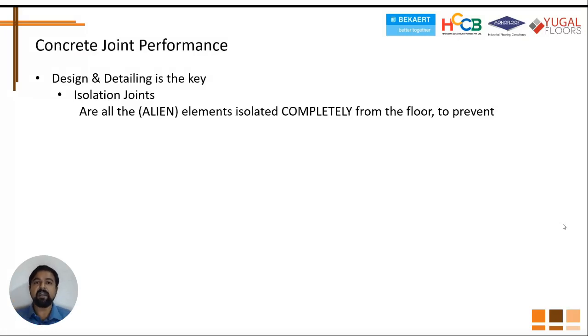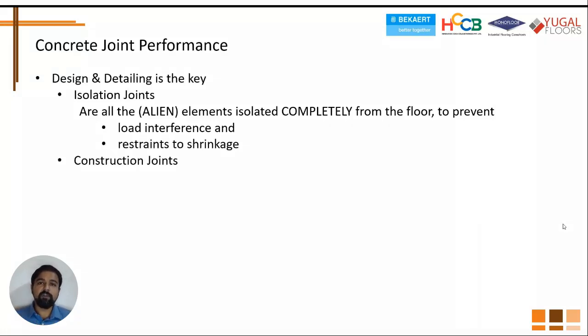So these are elements that have to be isolated. You have to completely demarcate such alien elements. It can be trenches, foundations, columns, walls, anything. They have to be isolated from the floor to prevent, one, load interference, and second, restraints in shrinkage.